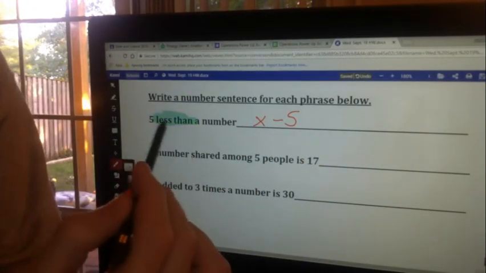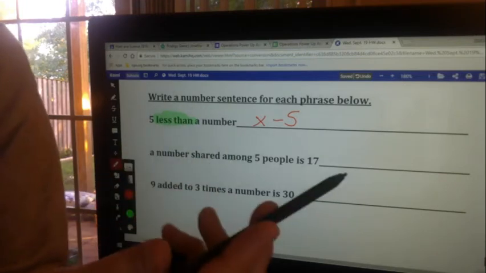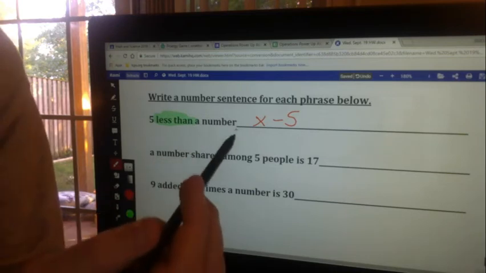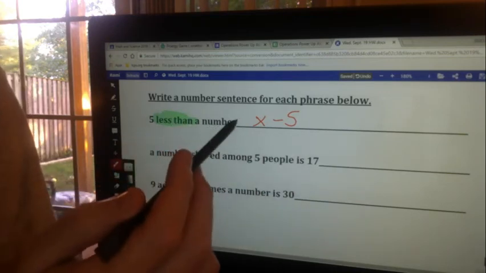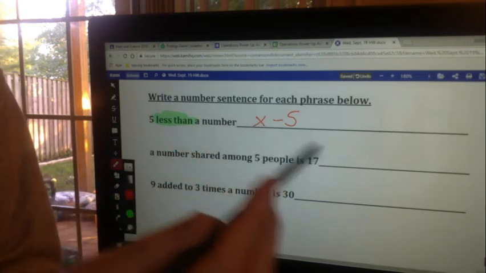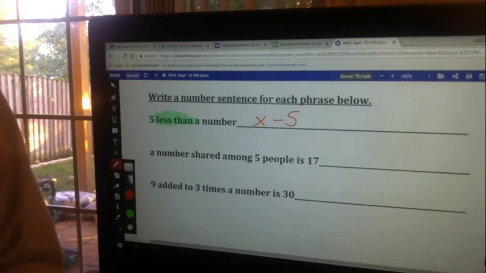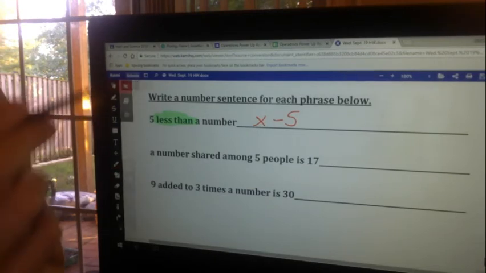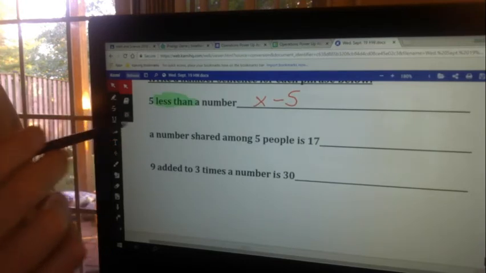The reason for that is because you're taking 5 less than something. If I had said 5 less than 20, then you would do 20 minus 5. If I had said 5 less than 100, you would do 100 minus 5. So 5 less than a number is just saying a variable minus 5, some number minus 5. So that's what we're looking for there. All right. The same thing would happen if we'd used the word fewer.